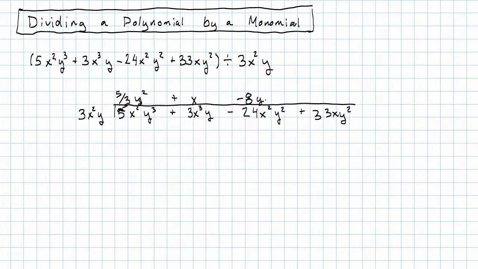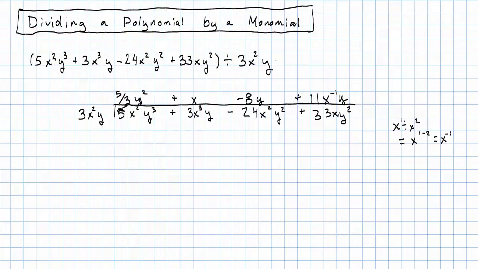Okay, last term. 33 divided by 3 is 11. X divided by x squared. X is x to the first power. When we divide, we subtract the exponents. Oh, that's just x to the negative 1. Ooh, that means that my answer isn't actually going to be a polynomial. We'll talk about that in a second. But we can do the division. X to the negative 1, y squared divided by y is just y.